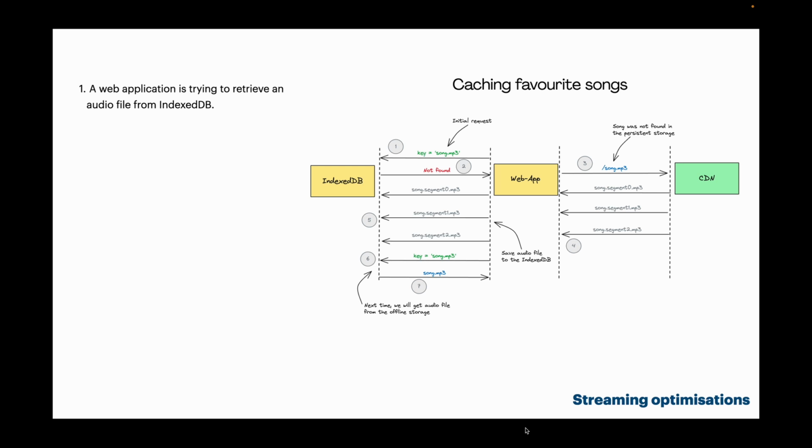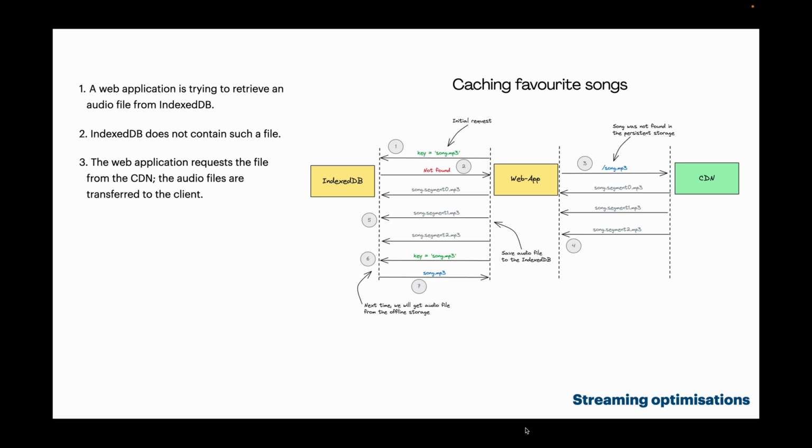When a user begins to replay a song, we first need to check if it's already saved locally in IndexedDB. Assuming that IndexedDB does not contain such a file, the web application requests the file from the CDN. The audio files are then transferred to the client. Once all the chunks are downloaded, we can group them together and store them in IndexedDB.